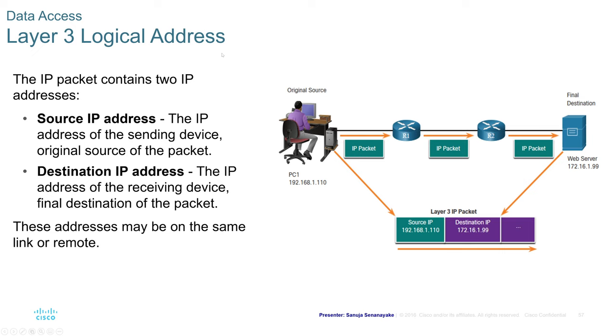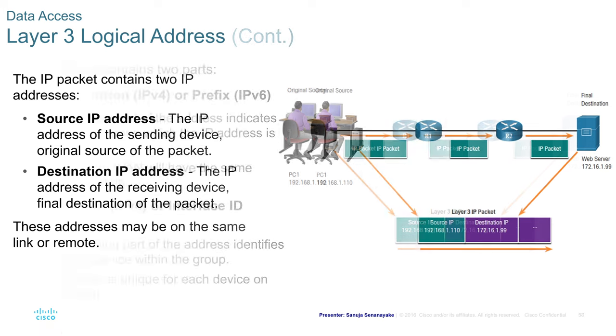The layer 3 logical address. The IP packet contains two IP addresses. The source IP address, which is the IP address of the sending device, original source of the packet, and then the destination IP address, which is the IP address of the receiving device or the final destination of the packet. These addresses may be on the same link or remote. In this diagram on the right-hand side, it shows an IP packet being sent, going through these routers and reaching the destination, and you have the source IP address and the destination IP address. And that's what has been described in this slide. We are going to continue to our next slide.